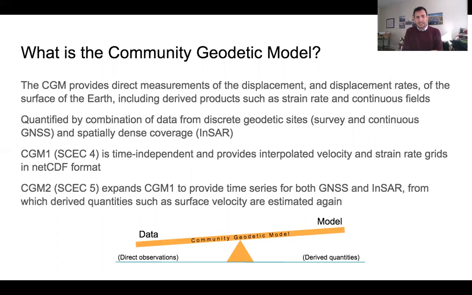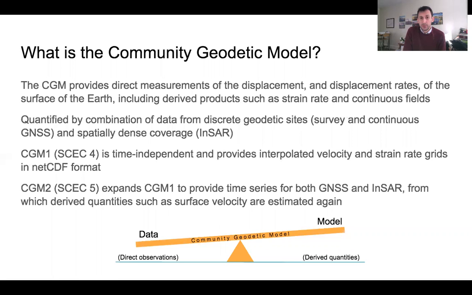What is the CGM then? The CGM provides direct measurements of displacement and displacement rates of the surface of the Earth, including derived products that might be of interest to the community, such as strain rate and interpolated fields of displacement and displacement rate. The quantification of this is done at geodetic sites for the CGM, so that might include survey and continuous GNSS, and spatially dense coverage coming from InSAR.